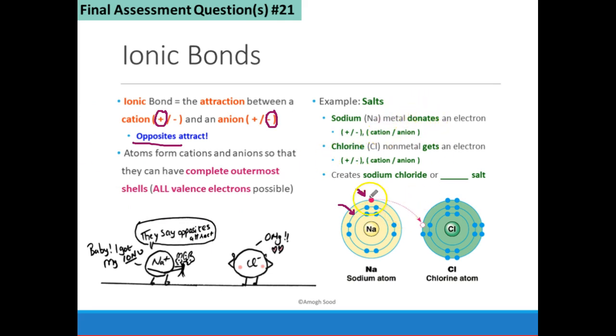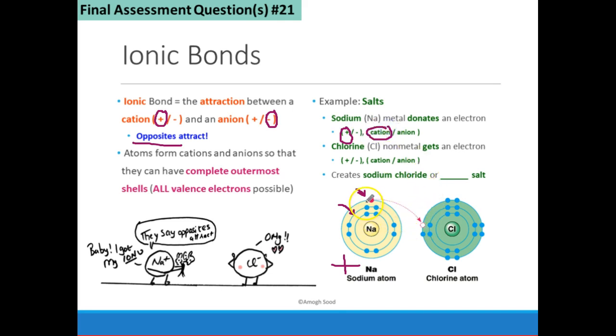So what it's going to do is it's going to take that electron, it's going to donate it to chlorine, and that's going to make sodium lose an electron, which will make it positive, right? If you lose negativity, you become positive. So now sodium's positive, it's a cation.